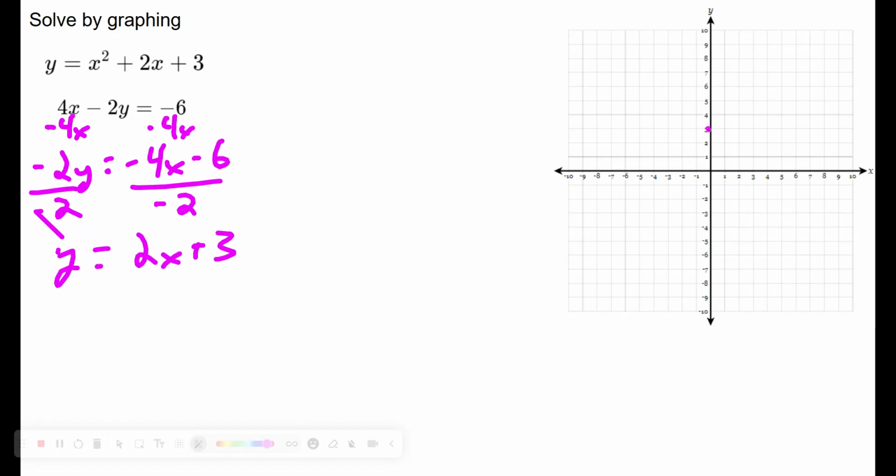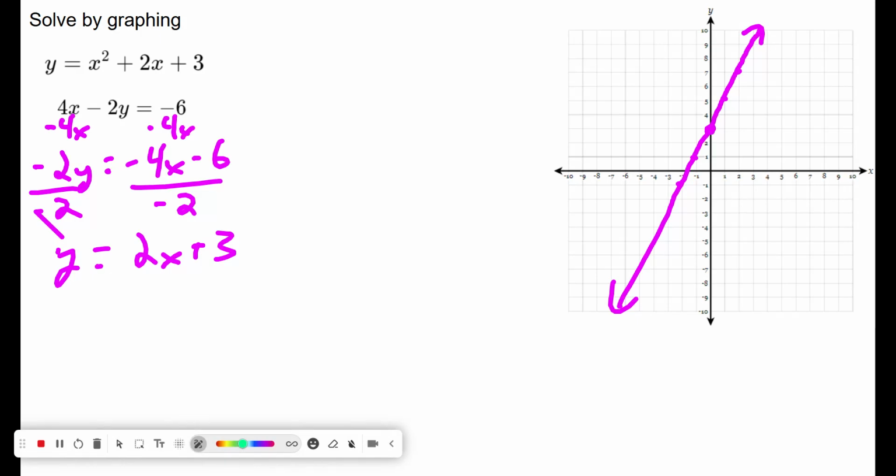That means my y-intercept is here, positive 3. And I'm going to go up 2 over 1, down 2 over 1. And I'm going to try and do a straighter line this time. That should be fine. And let's go to our next example here. Y equals x squared plus 2x plus 3.